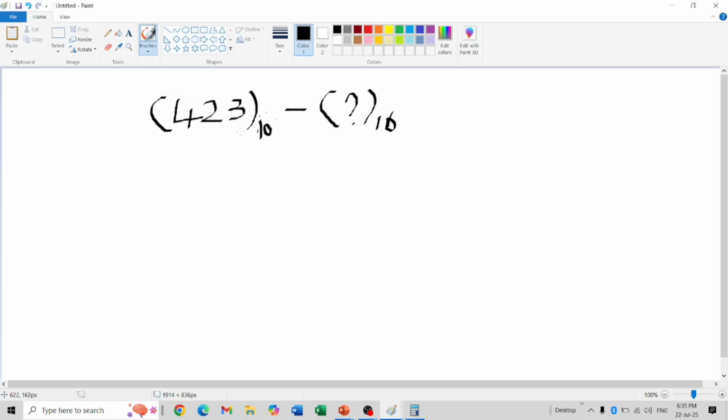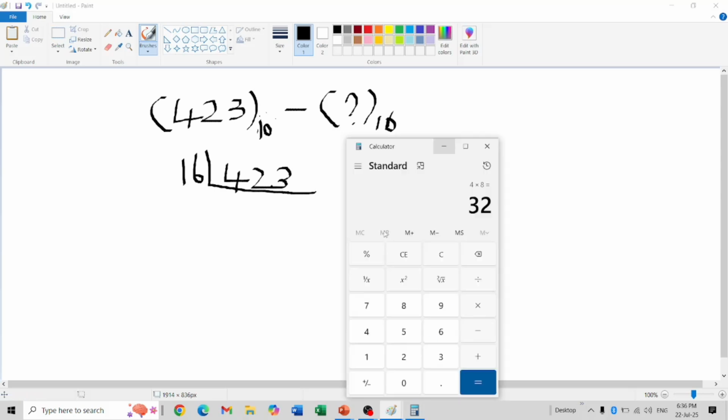Next we are going to see 423 base 10 to base 16. The same we are going to do. 423, and you are going to divide the number by what? 16, because here it is 16. Again I am taking the calculator. You can see how to do it. 423 divided by 16. What is the answer? 26 point. So 26 point, you should not take it. What number you have to take? 26. So 26 into 16 you are going to do.